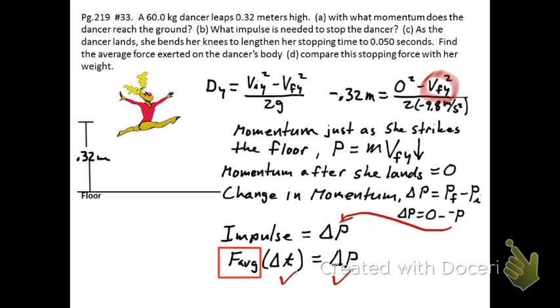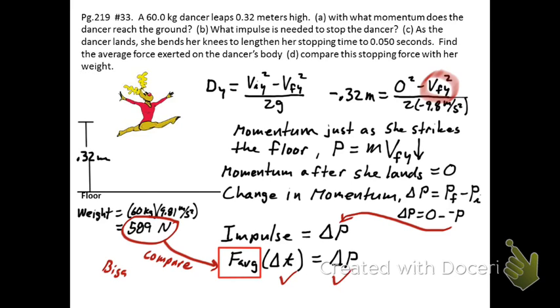Okay, now the last part, we've calculated this force, and it says compare this stopping force with her weight. And this is just a matter of perspective question. Her weight is very easy to calculate, just m times g. And we see she weighs about 589 newtons. And it says, okay, compare that to this stopping force. Is it bigger? And if it is bigger, how much?